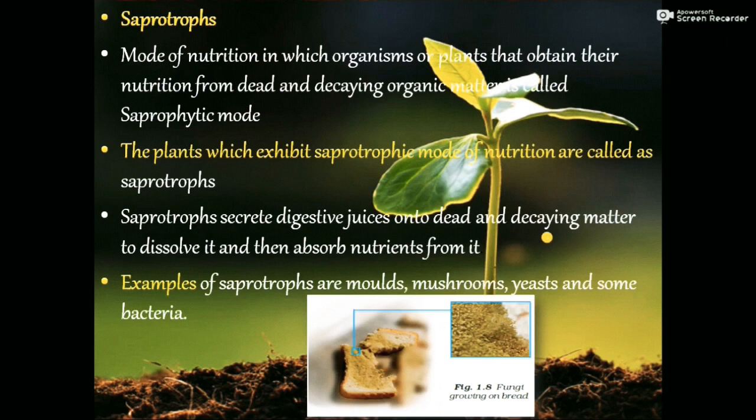The saprotrophs secrete digestive juice into dead and decaying materials to dissolve them and then absorb nutrition from them. Examples of saprotrophs are mushroom, yeast and some bacteria.